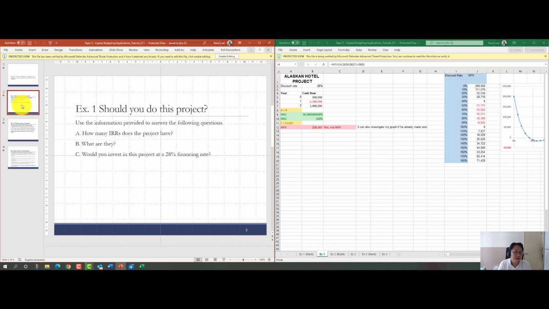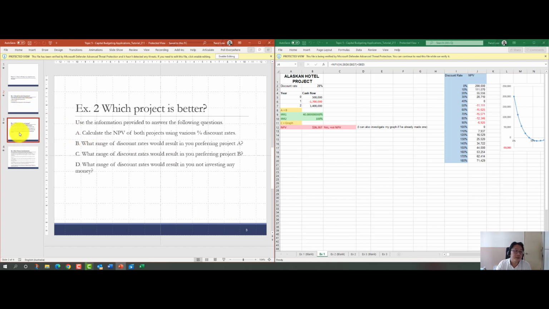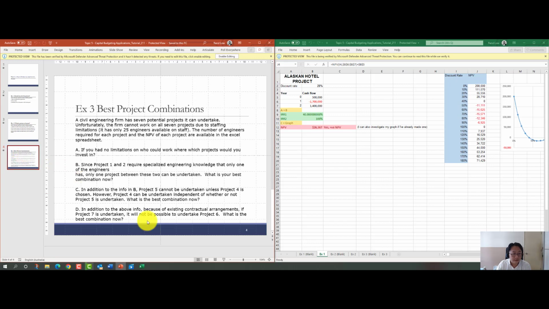does the project have, what are they, and would you invest in this project at a 28% financing rate, which is pretty high. Other things we're going to look at is which project is better, okay? Calculating the NPV of different projects with various discount rates, the range of discount rates which will allow you to actually prefer project A or project B, and what range of discount rates would result in you not investing any money.